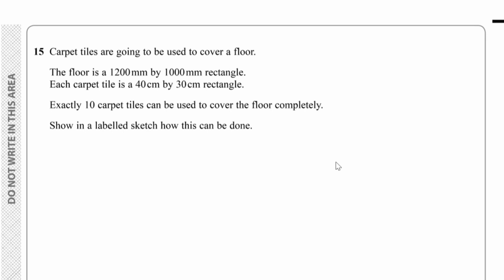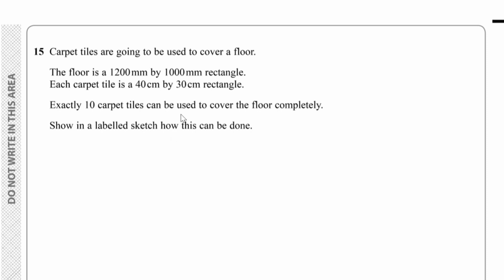Question number 15. Carpet tiles are going to be used to cover a floor. The floor is 1200 millimeters by 1000 millimeters rectangle. Each carpet tile is a 40 centimeter by 30 centimeter rectangle. Exactly 10 carpet tiles can be used to cover the floor completely. We have to show in a labeled sketch how this can be done.